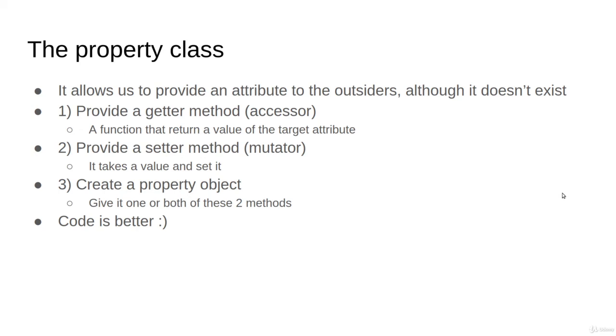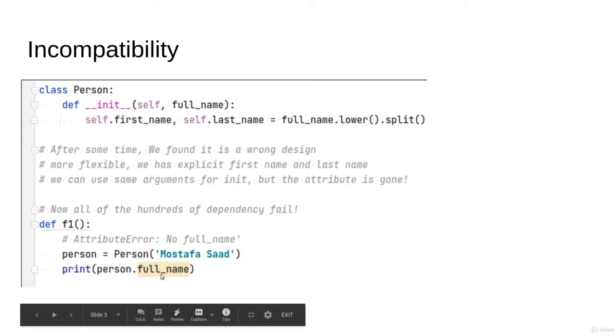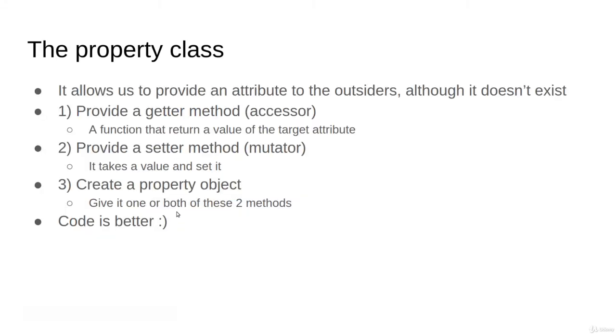Specifically, we are going to provide these guys with a full name attribute, but in a virtual way. The property class requires three things. You need to provide a getter method, or what we call an accessor. It's just a method that returns the value of the target attribute, which doesn't exist. And also provide a setter method, which is a function allowing us to take a value and set it. And then you create a property object and pass the two things to it.